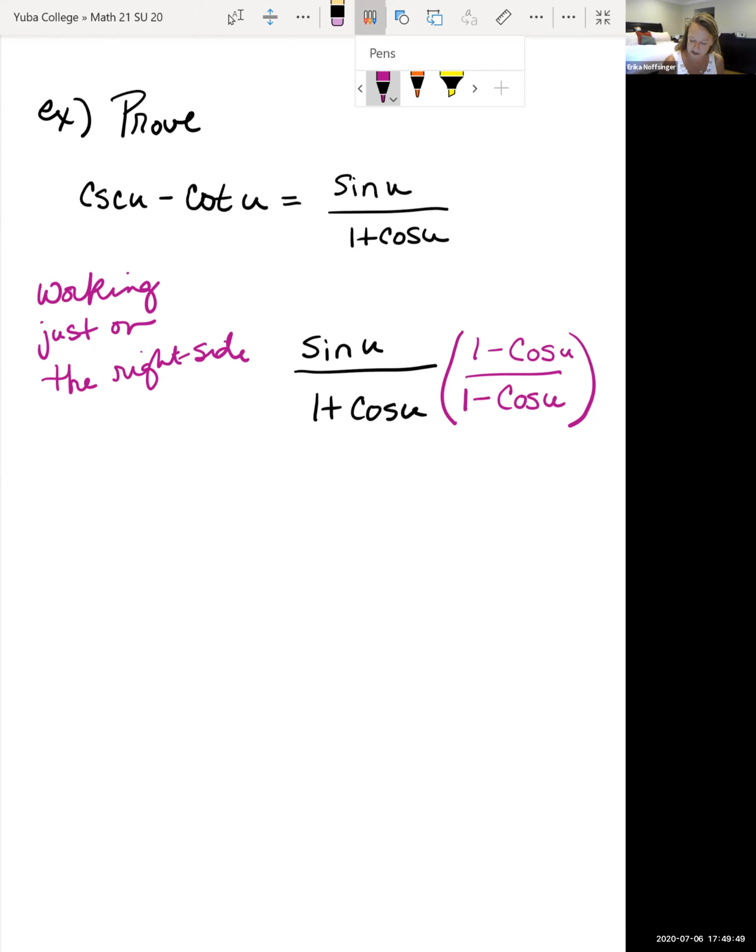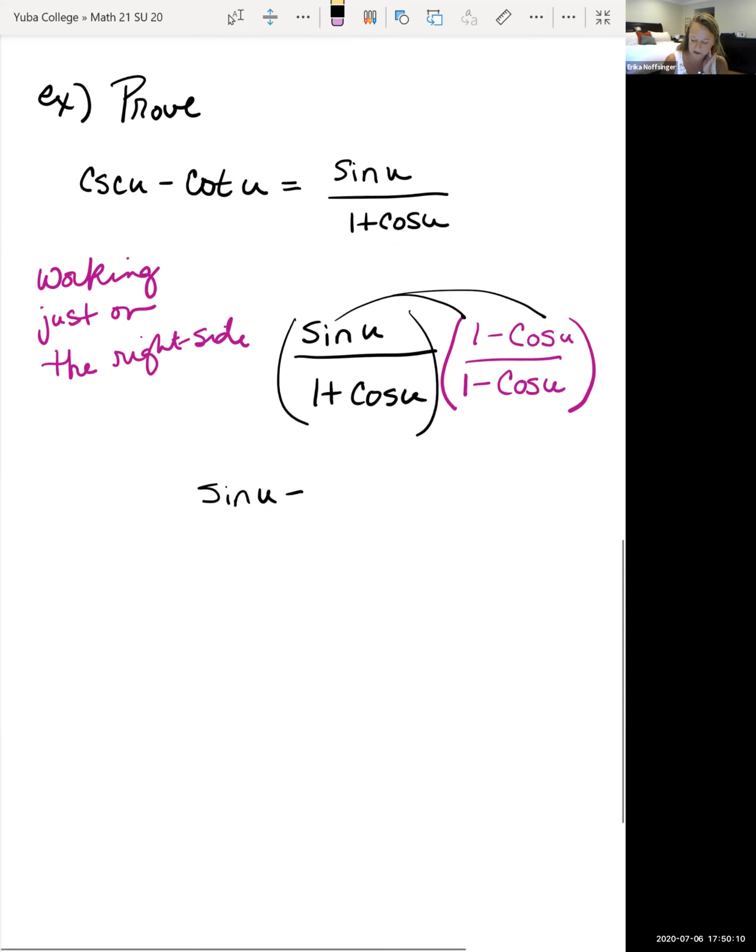So let's maybe distribute our sine of u, or maybe not. So sometimes, like I said, you just got to go and you got to work with it. So maybe let's distribute that sine u. So we get sine of u times 1 is sine of u, minus sine u times cosine of u. So minus sine u cosine of u.